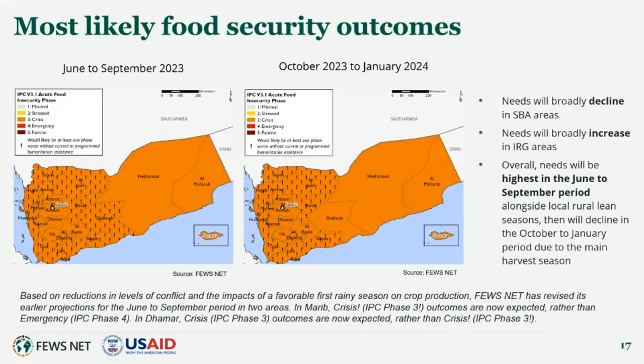I would note, though, that in light of reductions in levels of conflict and the impacts of the favorable first rainy season, we have revised earlier projections for the June to September period for two governorates. First, in Marib governorate, which was one of the governorates most affected by active conflict, we now anticipate Crisis! outcomes in the June to September period rather than Emergency outcomes. And in Dhamar governorate, an area highly dependent on agriculture, especially potatoes, we now expect Crisis outcomes rather than Crisis! outcomes in the June to September period.